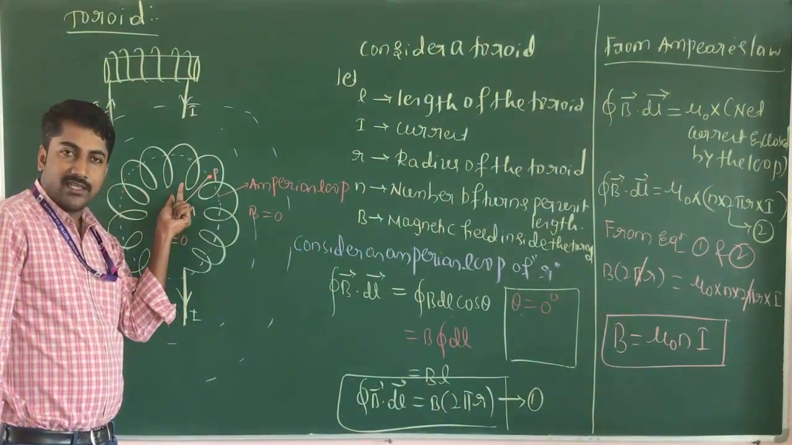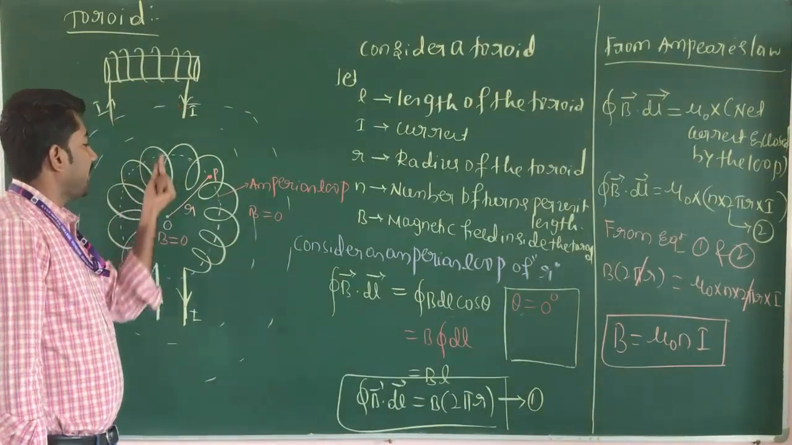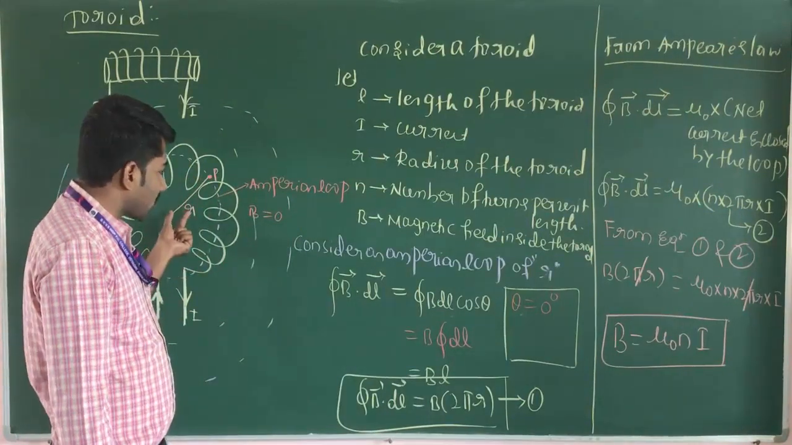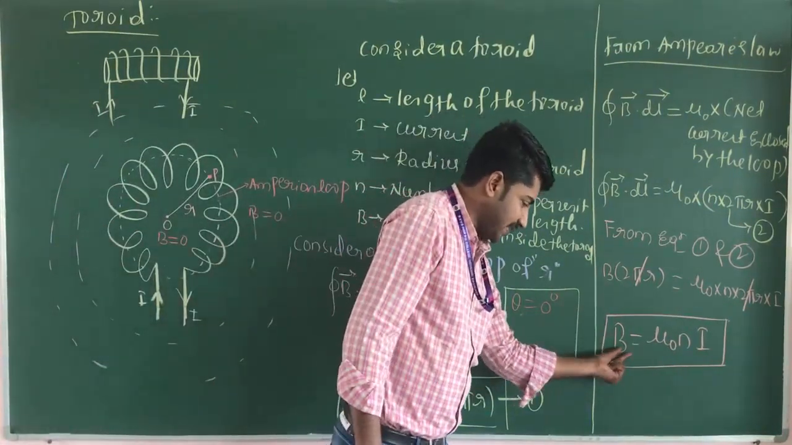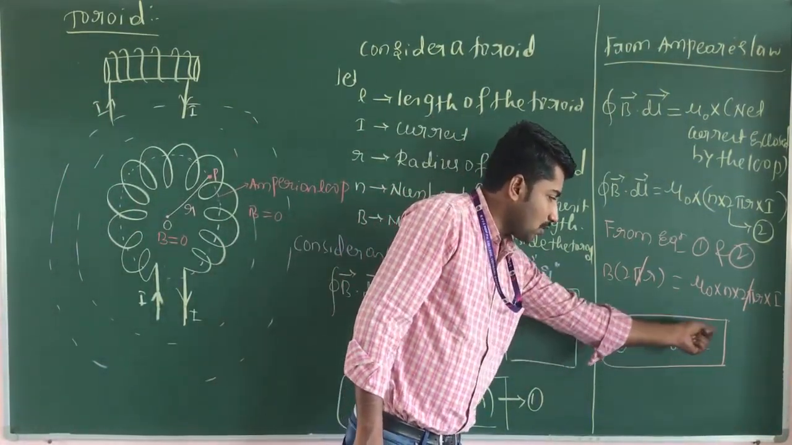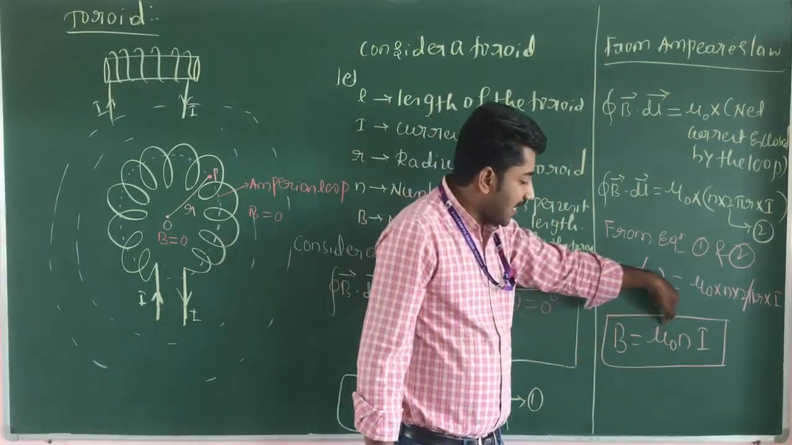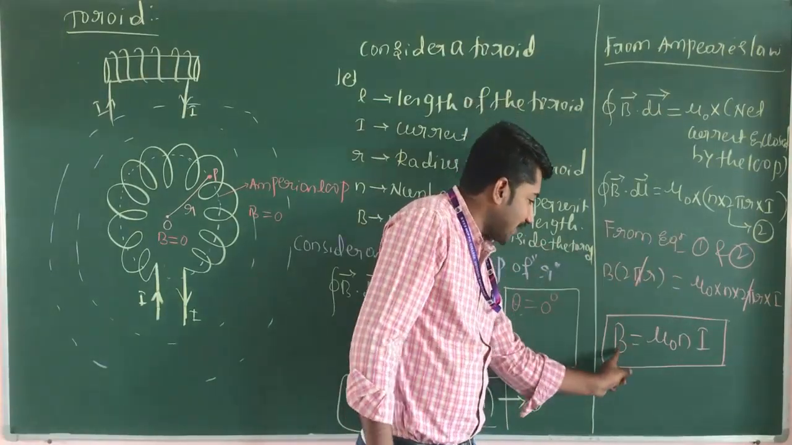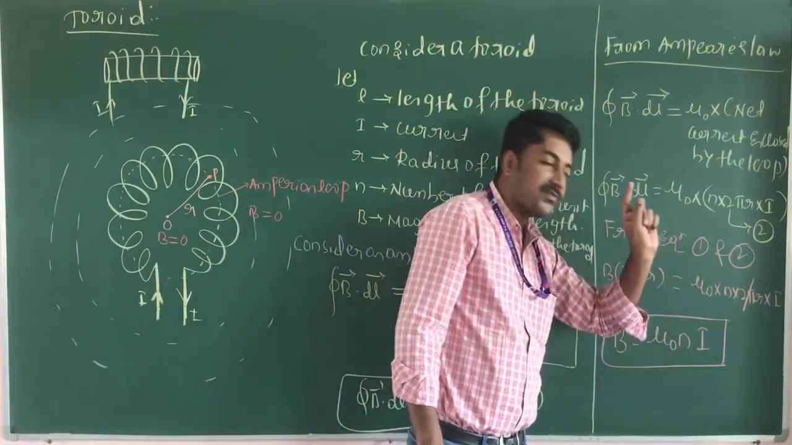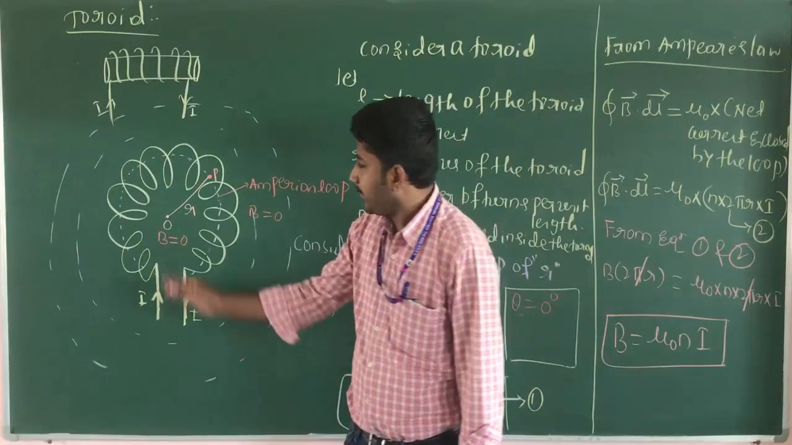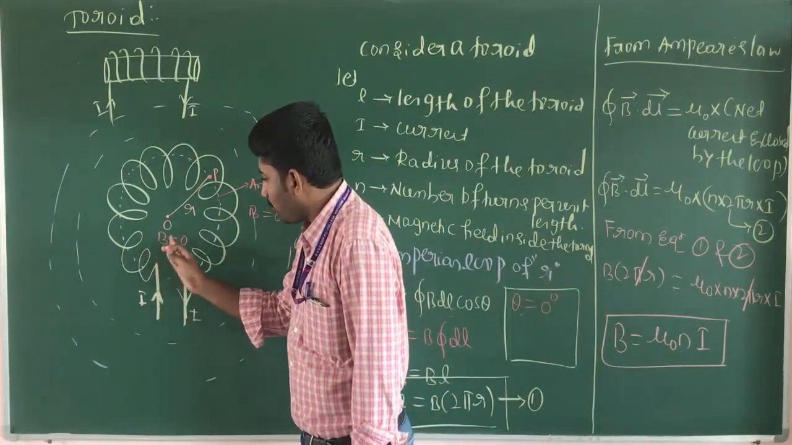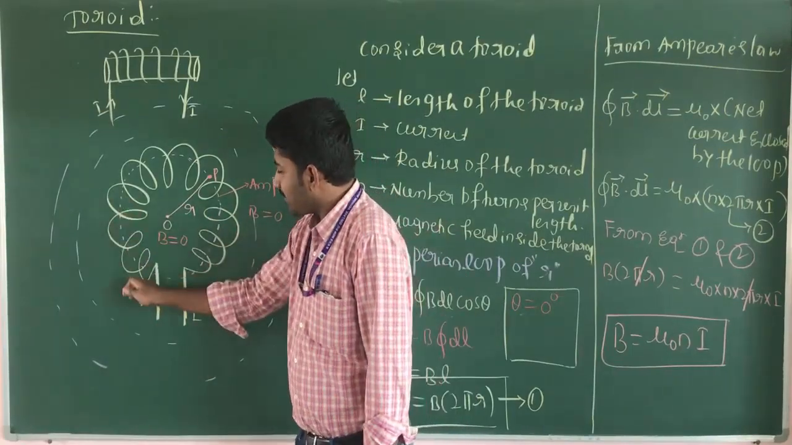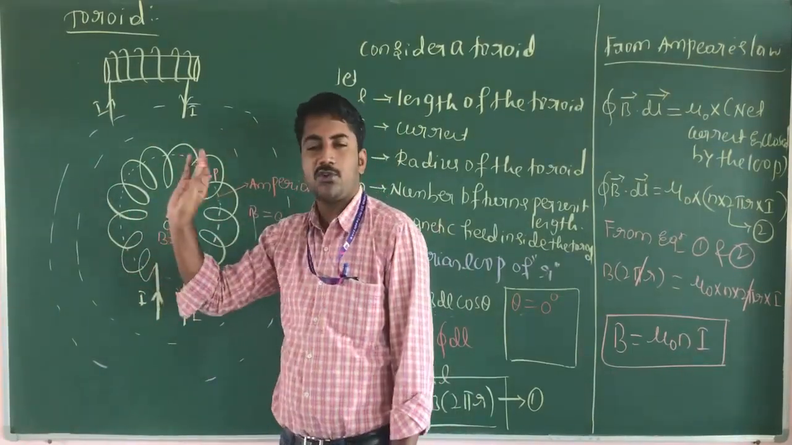A toroid is a solenoid bent into the form of a circular ring. The magnetic field due to the toroid is B equal to mu naught into n into I. The magnetic field is directly proportional to the number of turns per unit length, and directly proportional to the current in the toroid. If the current I is equal to 0, the magnetic field inside the toroid is also 0. If I increases, the magnetic field inside the toroid also increases.